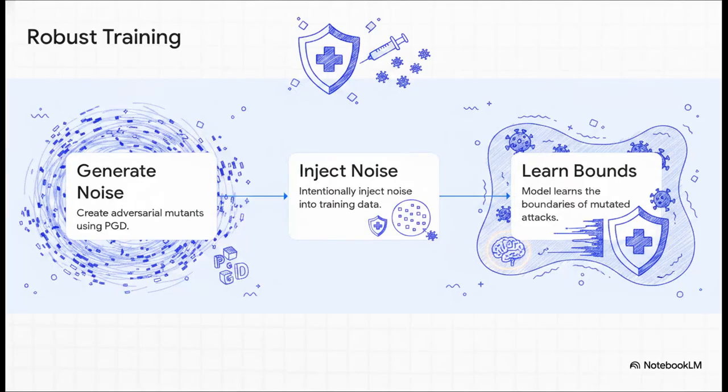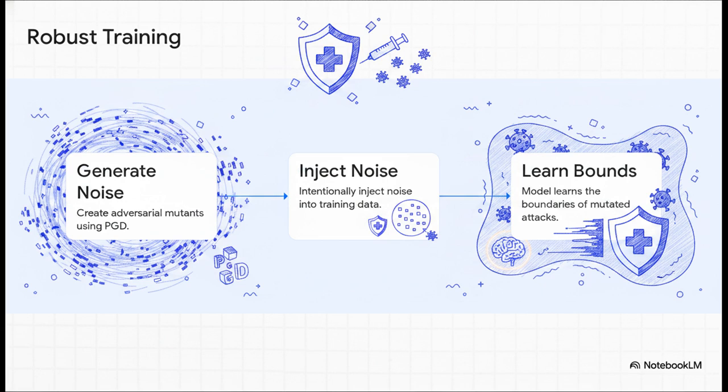To make this bouncer completely unstoppable, the researchers ran a robust training phase using PGD noise. And you can think of this exactly like a vaccine. First, they actually generate their own adversarial mutants using projected gradient descent, or PGD. Second, they intentionally inject that noise right into the training data.